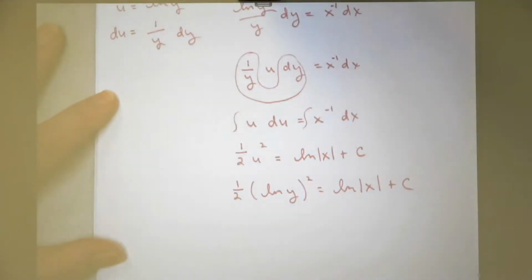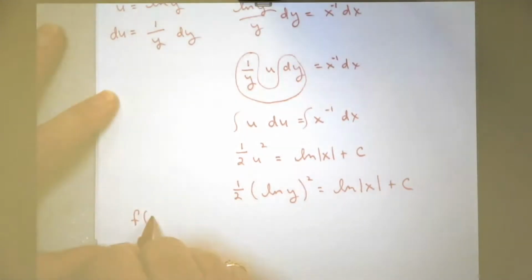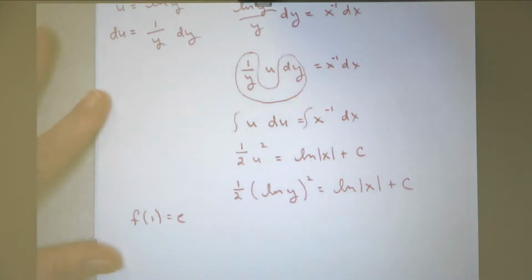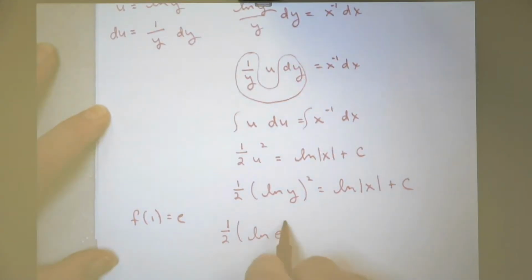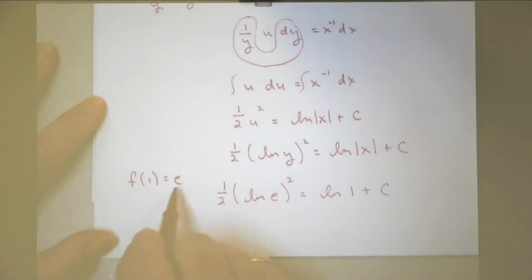Okay, they gave me an initial condition. F of 1 is e. So wherever there's a y, I'm going to plug in my e value, and wherever there's an x, I'm going to plug in my 1. So I have 1/2 ln e squared is ln 1 plus c. Here's my y value. Here's my x value.